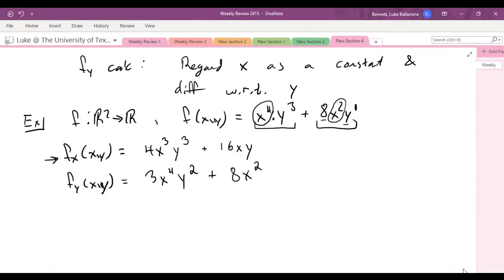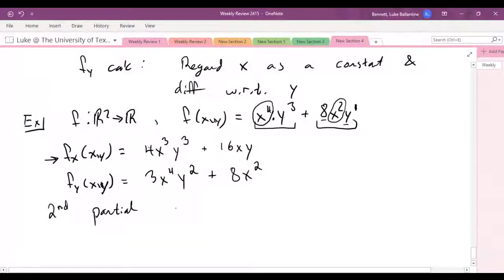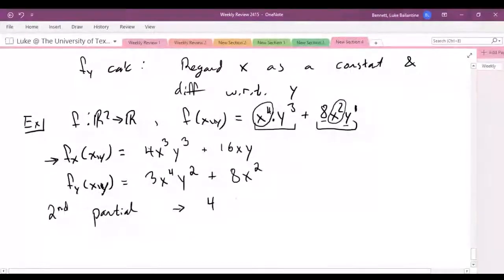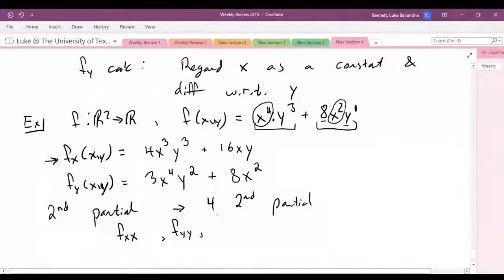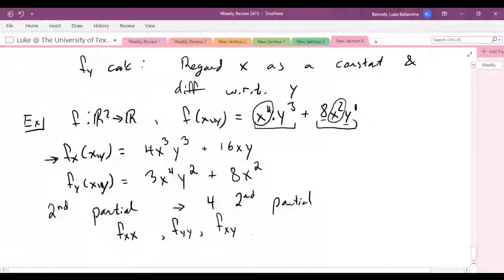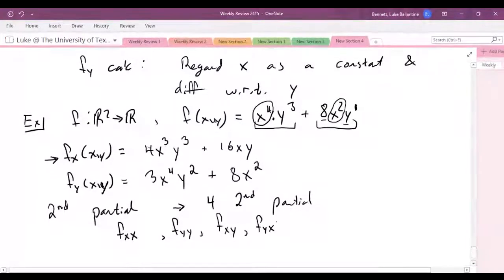And one thing that's also is we can have second partials. If we have a function of 2 variables, then we're going to have 4 second partials. We're going to have f with respect to x, then with respect to x. We're going to have f with respect to y, then with respect to y. We're going to have f with respect to x, then with respect to y. And then we're going to have the opposite of that, f with respect to y, then with respect to x.